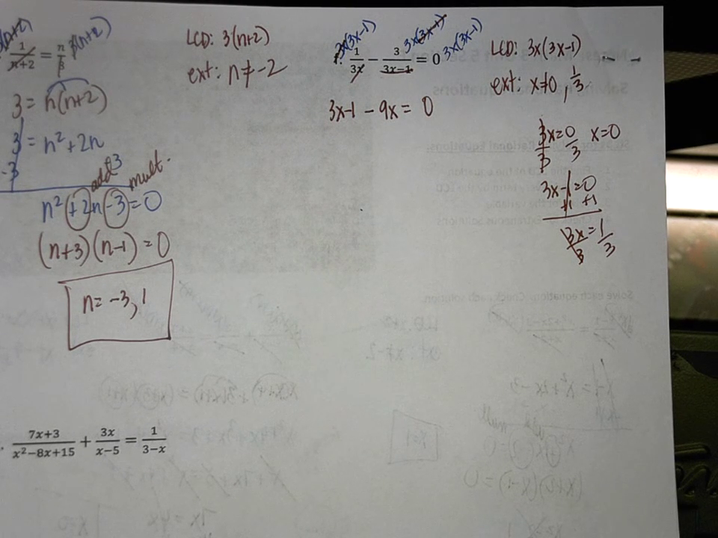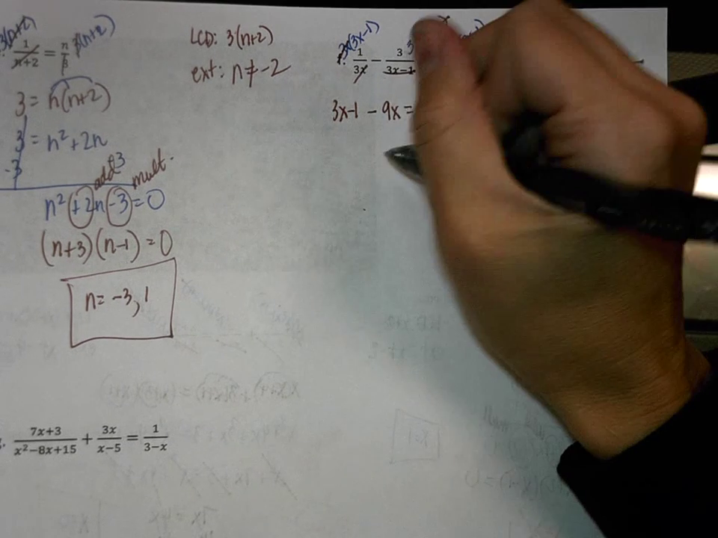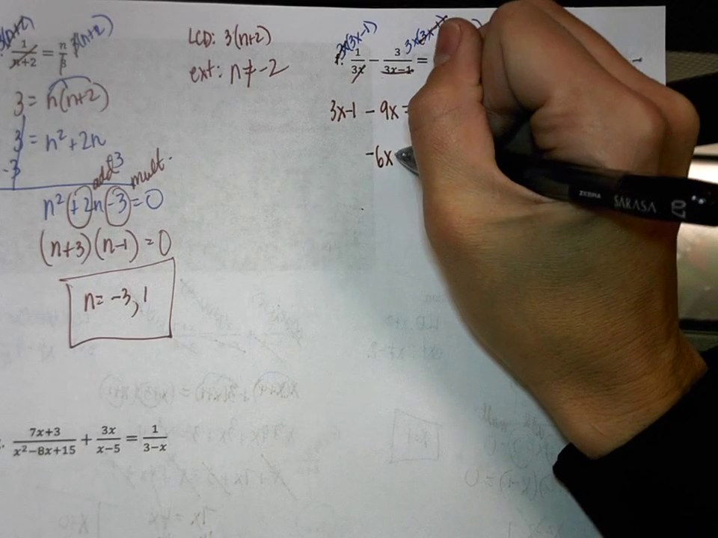6x. Wait, no, hold on. Negative 12x. This is 9. Negative 6. No, yeah. Negative 6x. This is not a trick question. It is negative 6x. Negative 6x minus 1 equals 0.